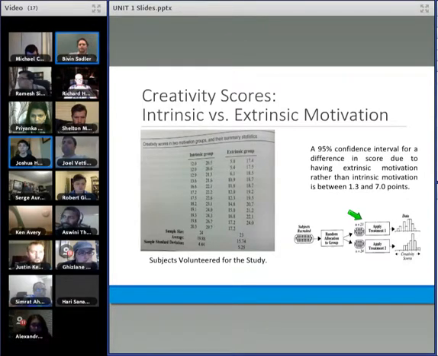Let me keep going. I'll give you a good example of that here in a second. These are what we're going to find next class, our 95% confidence intervals.